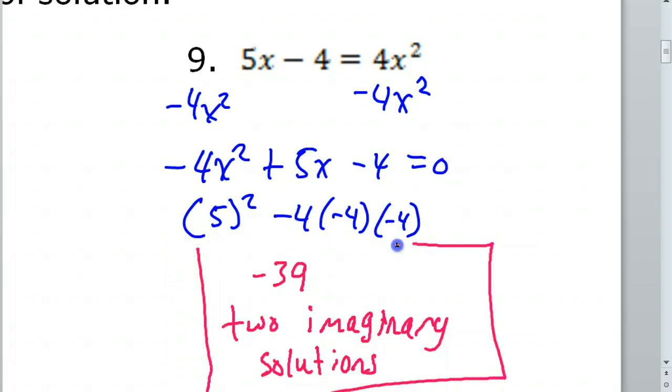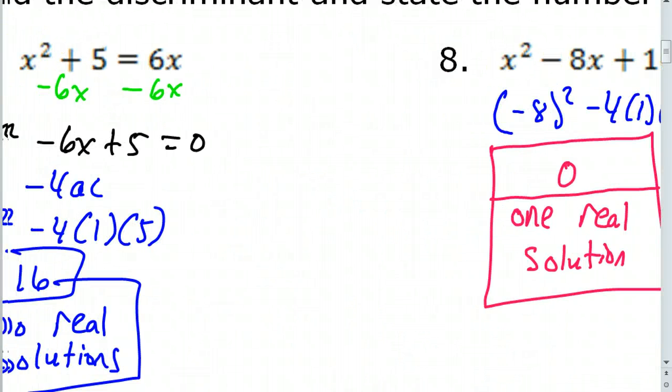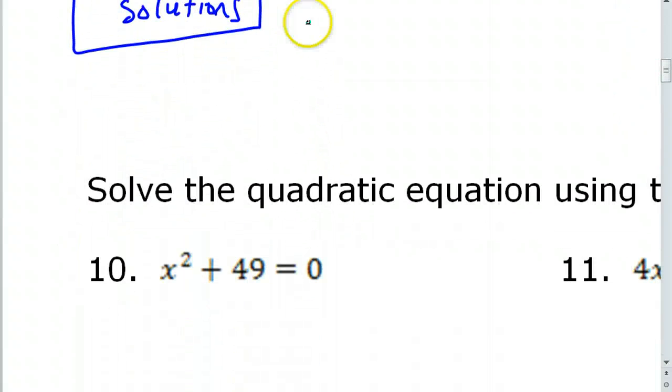Alright, we're switching gears here with number 10, and we're actually solving. So I'm going to stop this video right here. We'll pick up the next video with number 10, solving quadratic equations.